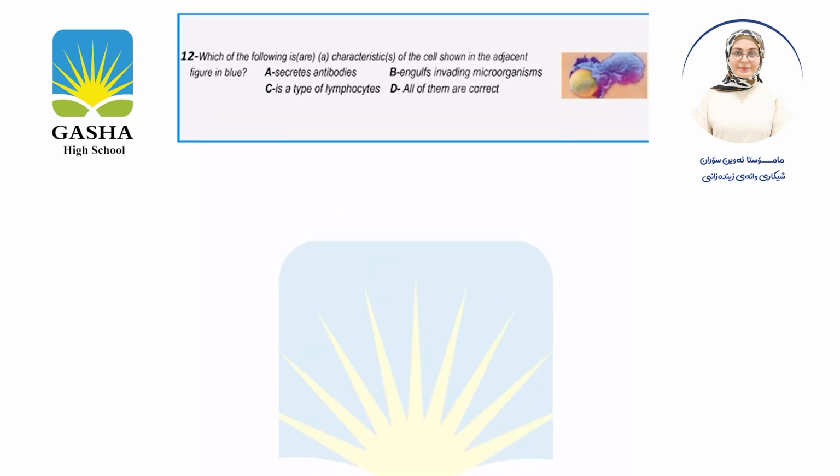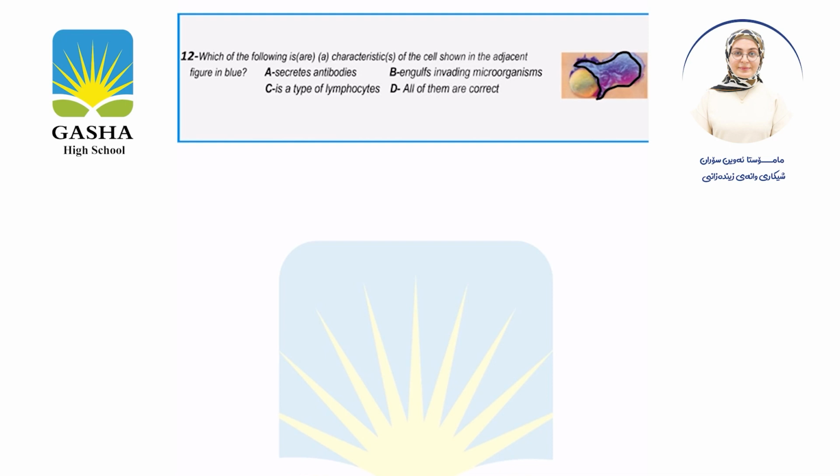Is D. Question 12. Which of the following are characteristics of the cell shown in the adjacent figure in blue color? So it's asking about this shape, the blue one. This shape is a structure that engulfs microorganisms. So let's read the multiple choice. A, secrete antibody. It's not. As you remember, this structure is called a macrophage.